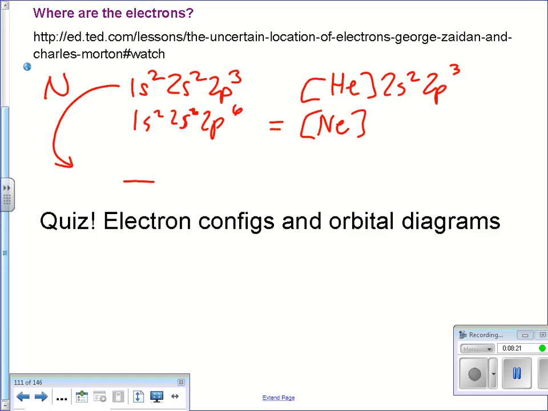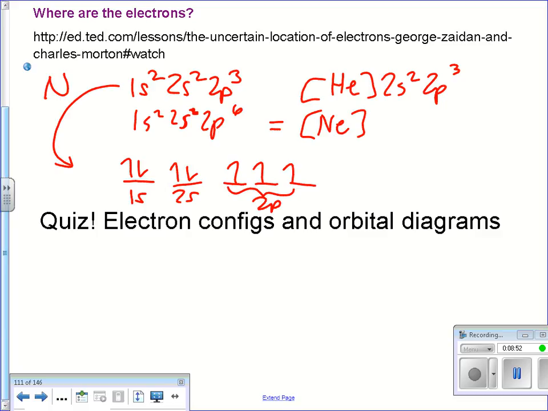What do I write? 1s. Up and down arrow. That's 2 electrons. So next is 2s. Up and down arrow. Why are we drawing 3? Because the p's come in 3s. Okay. How do I draw 3 electrons? Up, up, up. Because whose rule is that? Hund's rule. You do one at a time, and if you have to go back and pair them up, you pair them up. Okay?